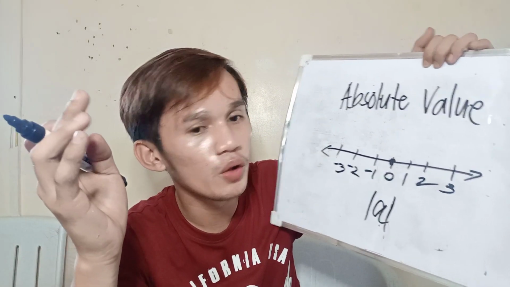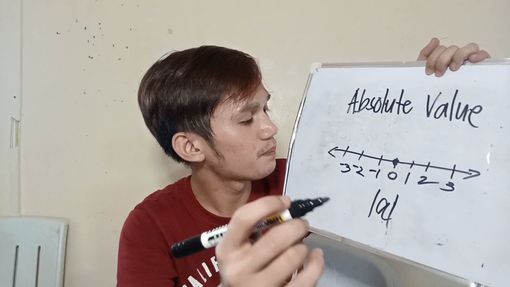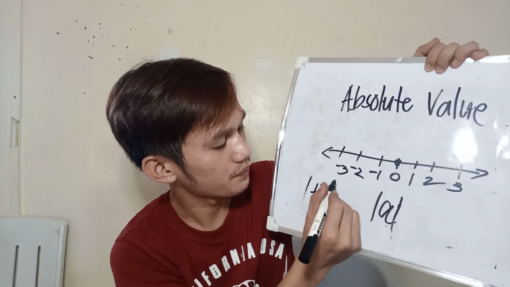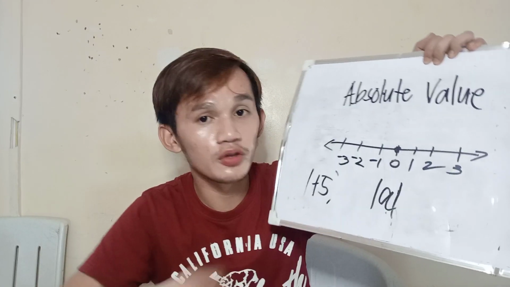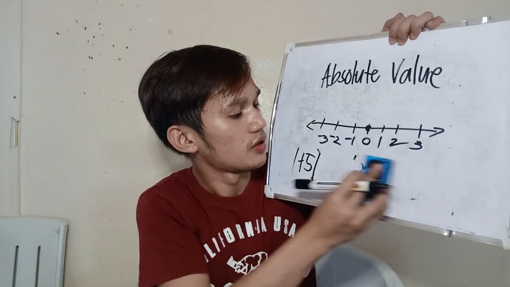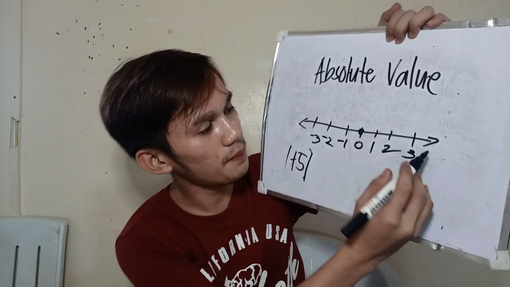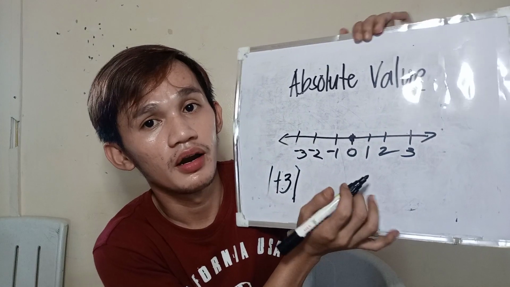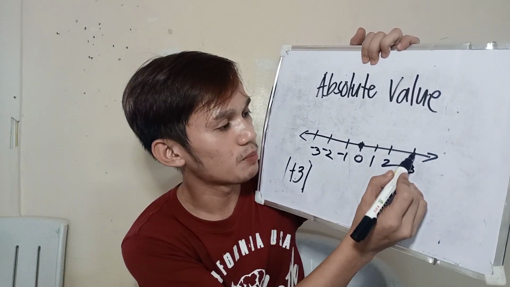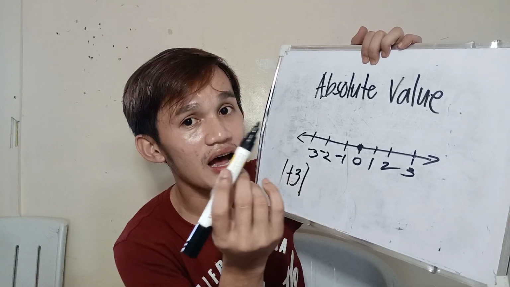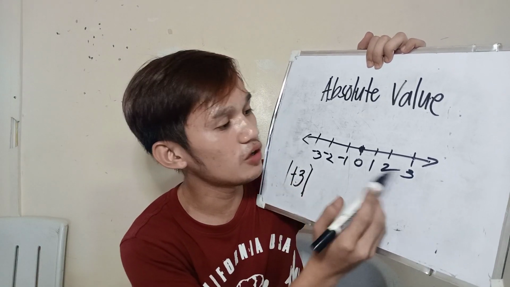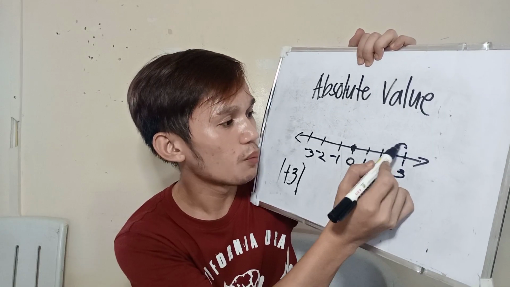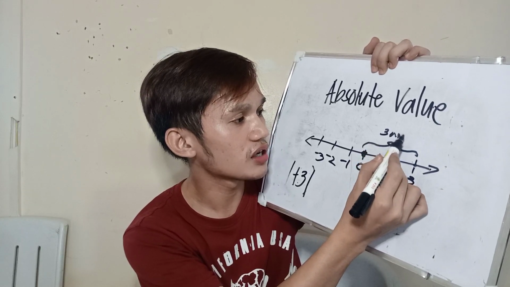So for example, we have the absolute value of, let's say, positive 3. We only have 3 here. So the absolute value of positive 3. Where is positive 3? This is positive 3. How many units away is positive 3 from 0? We're just going to count. From 3, you're going to count 1, 2, and 3. So meaning we have 3 units away.